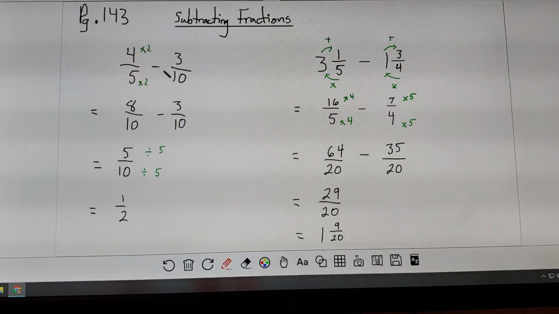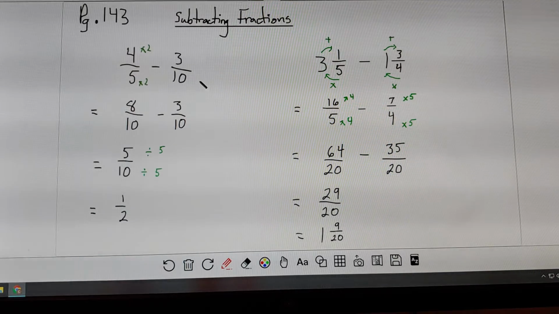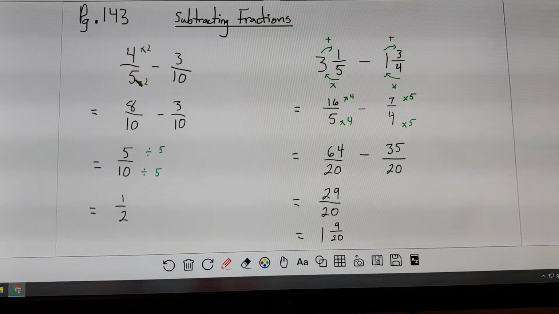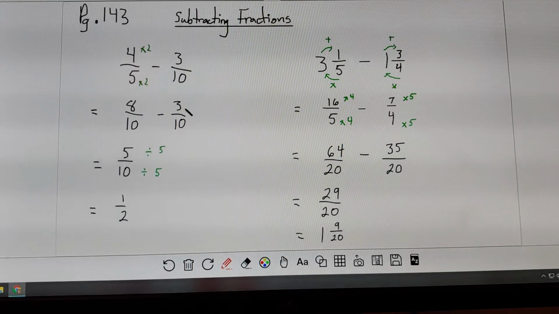Okay, page 143, subtracting fractions. So we see 4/5 subtract 3/10. And as always, if you are comparing fractions, adding them, subtracting them, we need common denominators. So we could do 5 times 10 for 50, but that's going to give us a really big denominator to try to put down in lowest terms at the end.